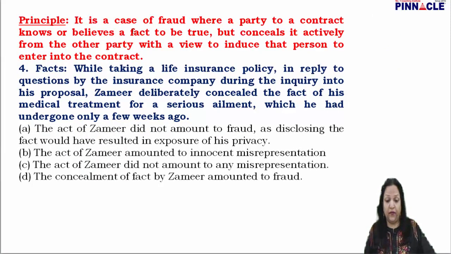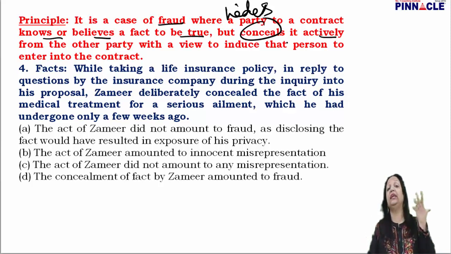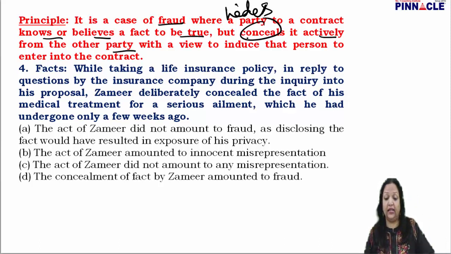Let's move on to my fourth question, and what has been given in the fourth question? Fourth question says, in a case of fraud, where a party to a contract knows or believes a fact to be true, but conceals it actively. Okay, what do you mean by conceal? Conceal means hide. Okay, but hides it actively. Actively means that that person has made an effort to hide it. Okay, from the other party with a view to induce that person to enter into the contract.